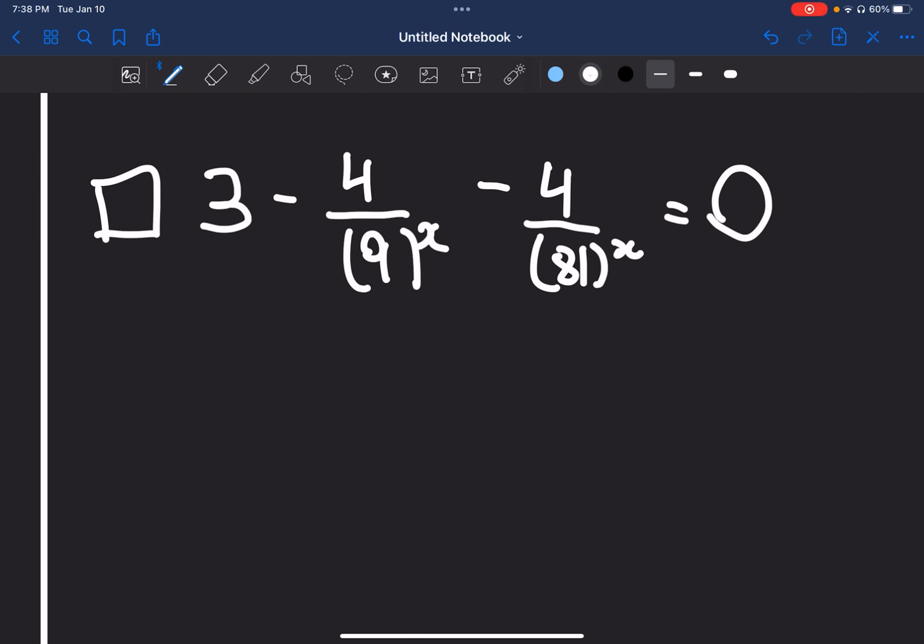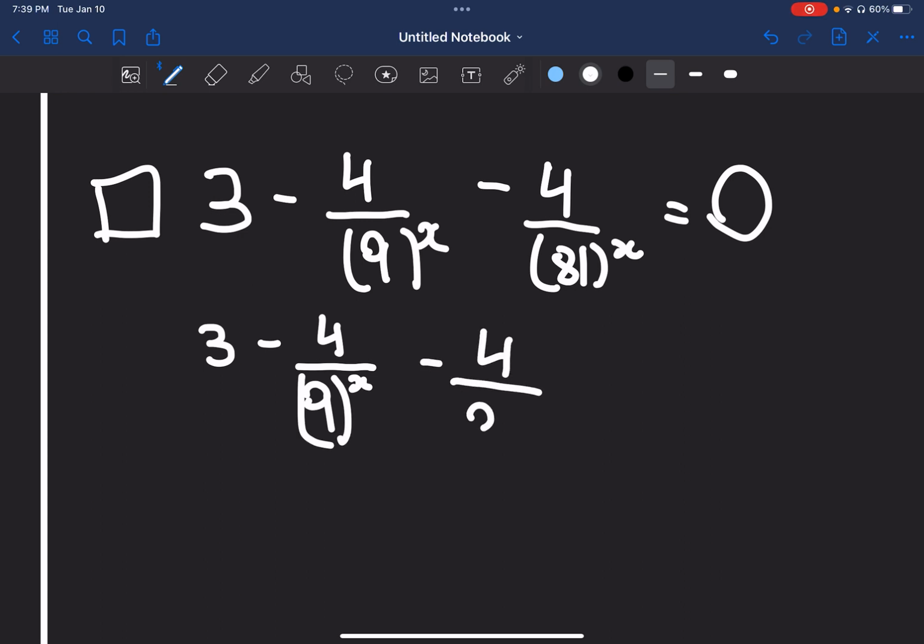So if we have 4 over 9 to the power of x and 81 to the power of x, how could we get 9 and 81 to have the same base? It could be either 9 or 3. Now 81 is equal to 9 squared, right? So let's work it out with this. If 81 is equal to 9 squared, we can say that 3 minus 4 over 9 to the power of x minus 4 over 9 squared, because that's 81, to the power of x, equals 0.